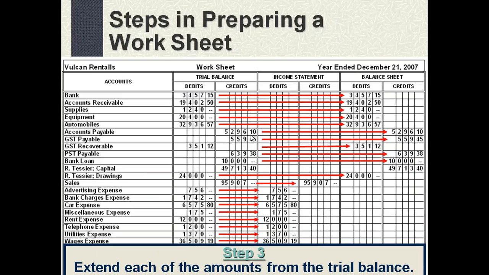So what we're essentially doing after we list all the trial balance amounts is moving all these values into the appropriate financial statements. So all of our assets, liabilities, and owner's equity will go into the balance sheet, and all of our revenues and expenses will go into the income statement.